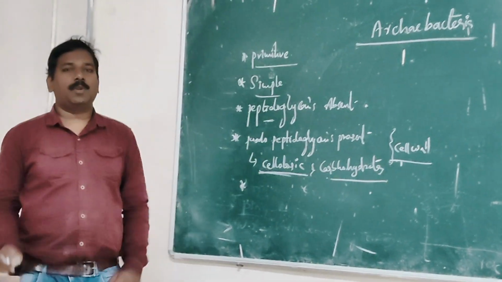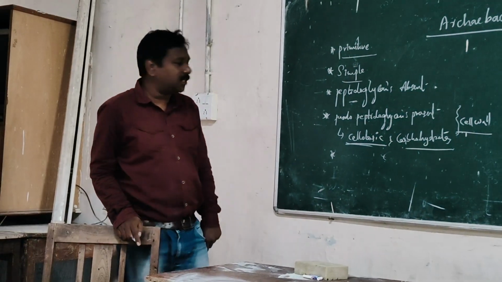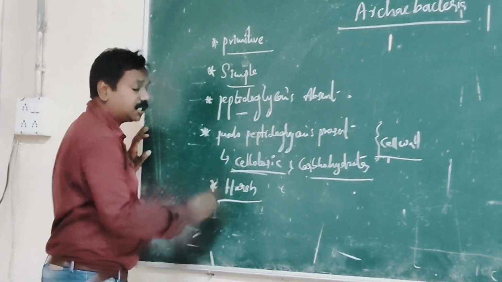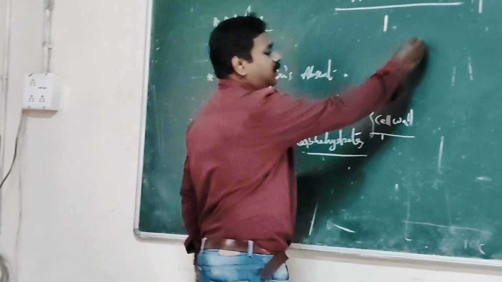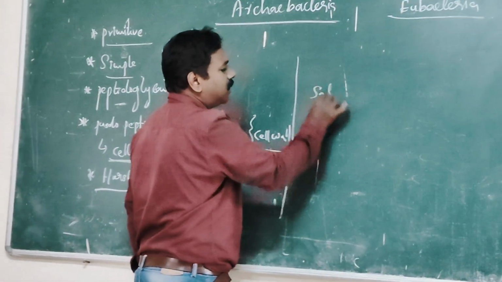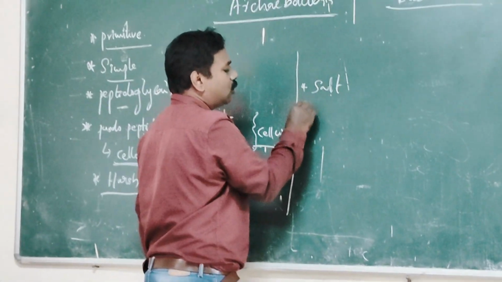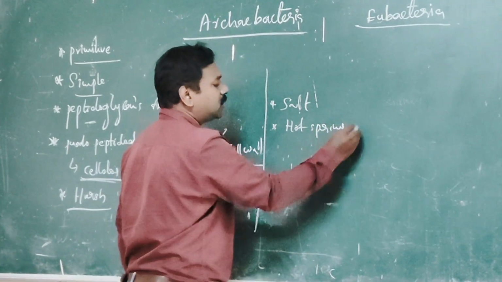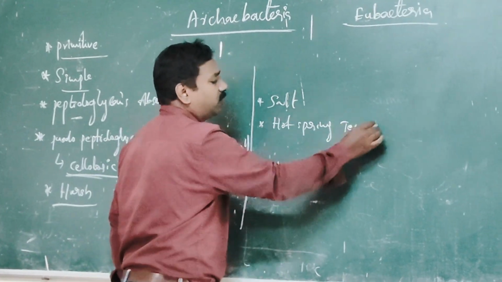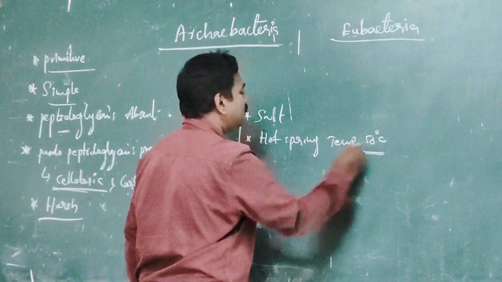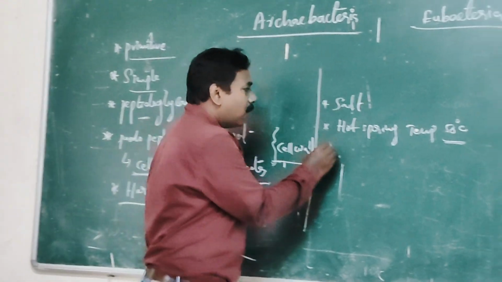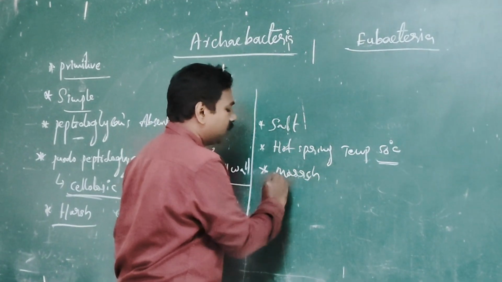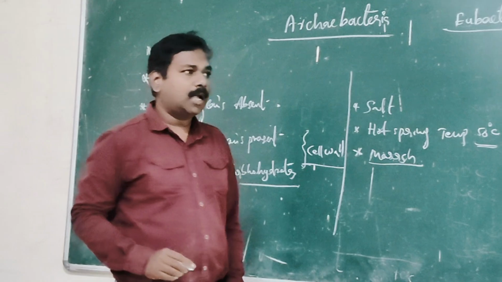Cellulosic or carbohydrate material is present. Because of the cell wall nature, it can tolerate very harsh or extreme conditions. Harsh and extreme conditions mean what? Salt conditions, and also hot springs. Hot springs means the temperature is more than 50 degrees. In hot springs the bacteria can survive, and also in marshy types of soil.